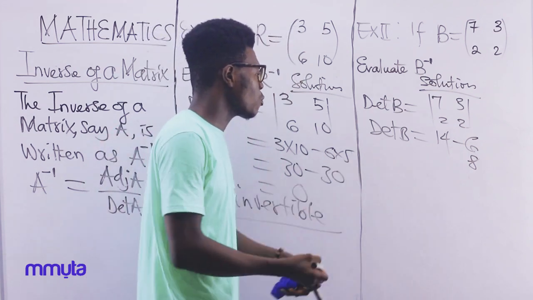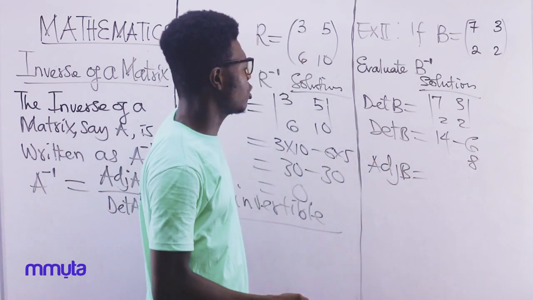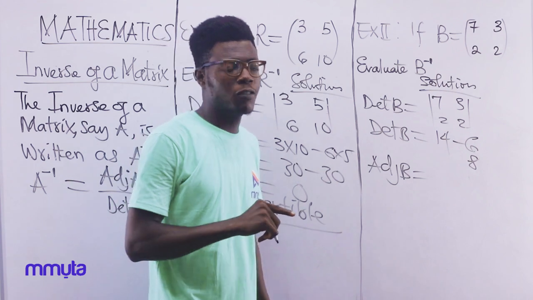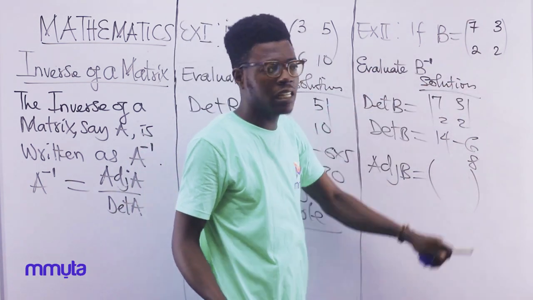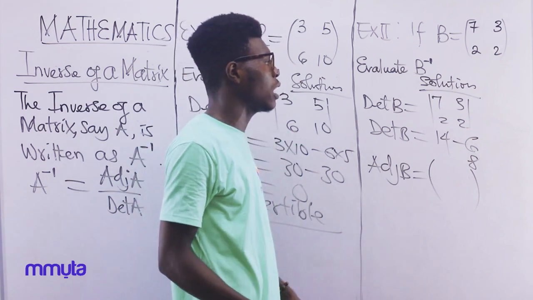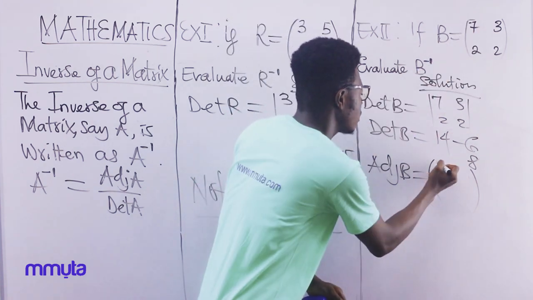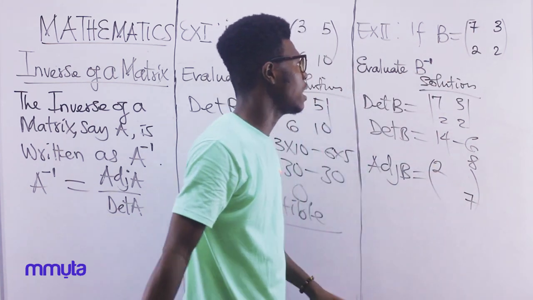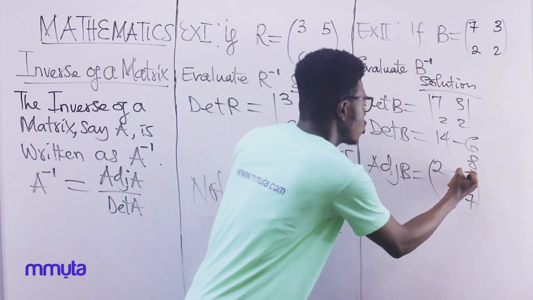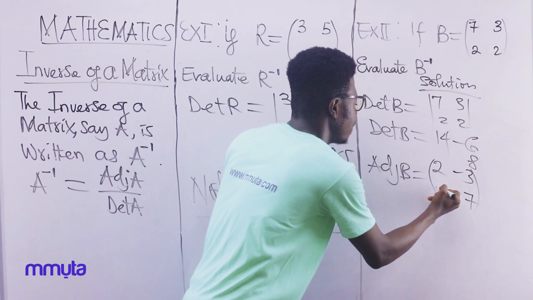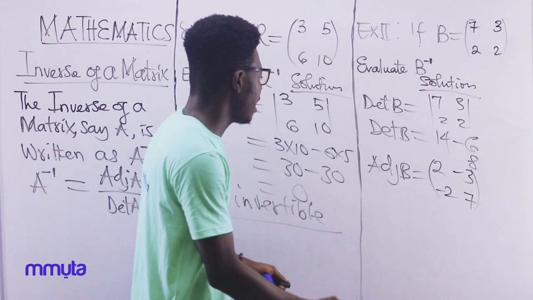Beautiful. So the next step is for us to get the adjoint of B. How do we get the adjoint of B? We said in our previous video that for you to get the adjoint of B, all you need to do is to interchange this leading diagonal, or you call it the principal diagonal, or you can as well call it the primary diagonal. So interchange it. 2 is going to be here, and 7 is going to be here, and then negate the secondary diagonal. If we do that, we are going to have -3 and -2. That is all.